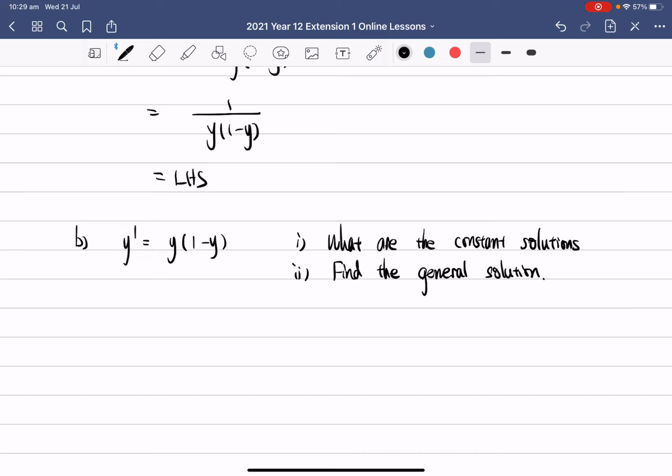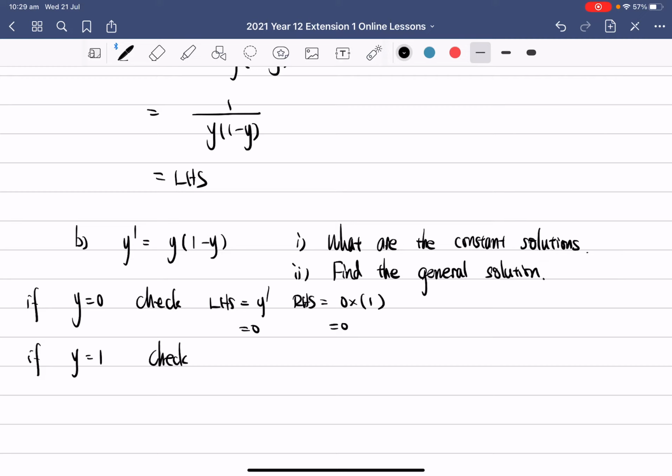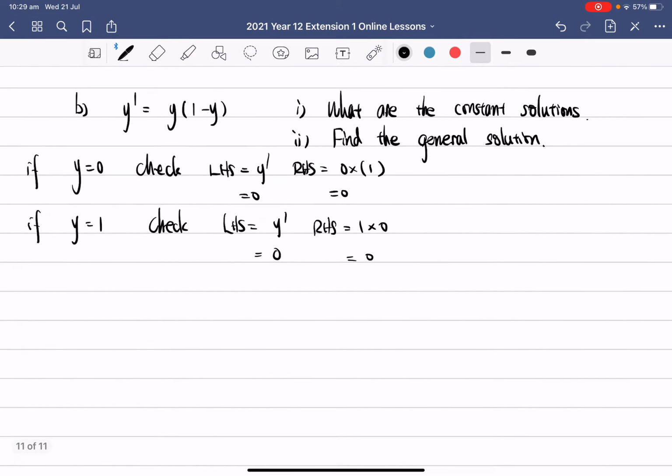Okay, all right, so to find a constant solution, again, pretty easy. That's y, that's 1 minus y, which is let each of the factors equal 0. So when y is equal to 0, we can check the left hand side, y dash, is equal to 0. The right hand side is equal to 0 times 1, which is equal to 0. If y is equal to 1, we can also check this as well. Left hand side, y dash is equal to 0, because if you differentiate 1 it is equal to 0, the right hand side is 1 times 0, which is equal to 0. So we've got 2 constant solutions, which are 0 and 1.